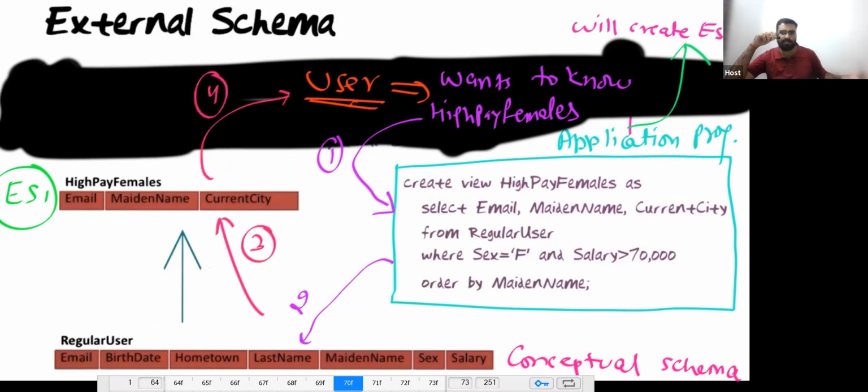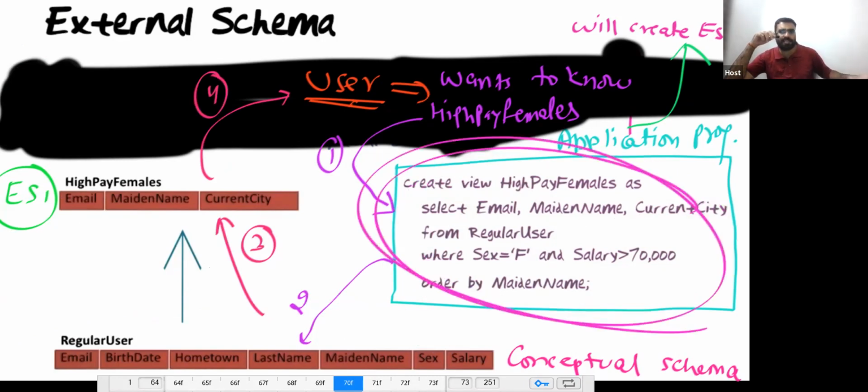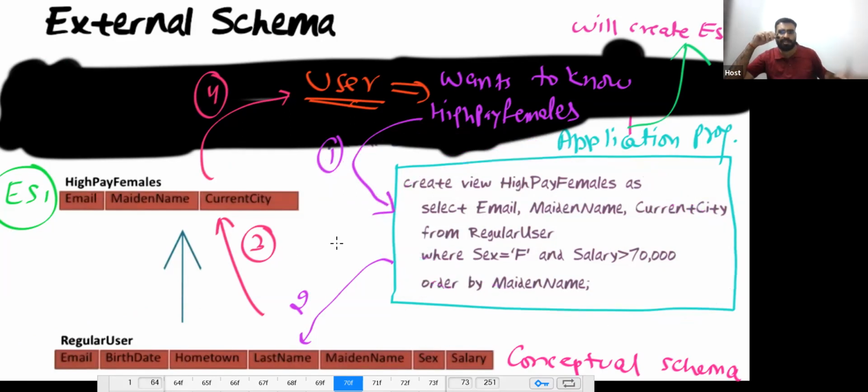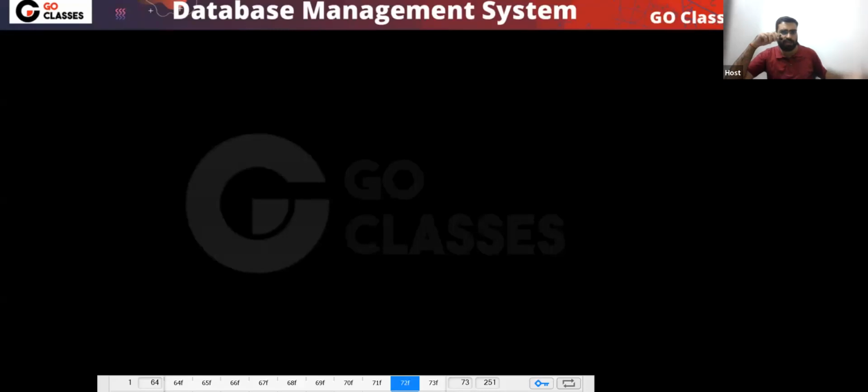Tell me, is this clear? Let me know. So like this, you can create many external schemas. An external schema is basically just an application program. You are just writing a program, and like this, it will happen. So what is an external schema? It is basically the part of the information that a user wants to see. It is derived from the conceptual schema. Remember, it is not stored. It is derived from the conceptual schema. It is not stored. This is a very simple point I'm saying.